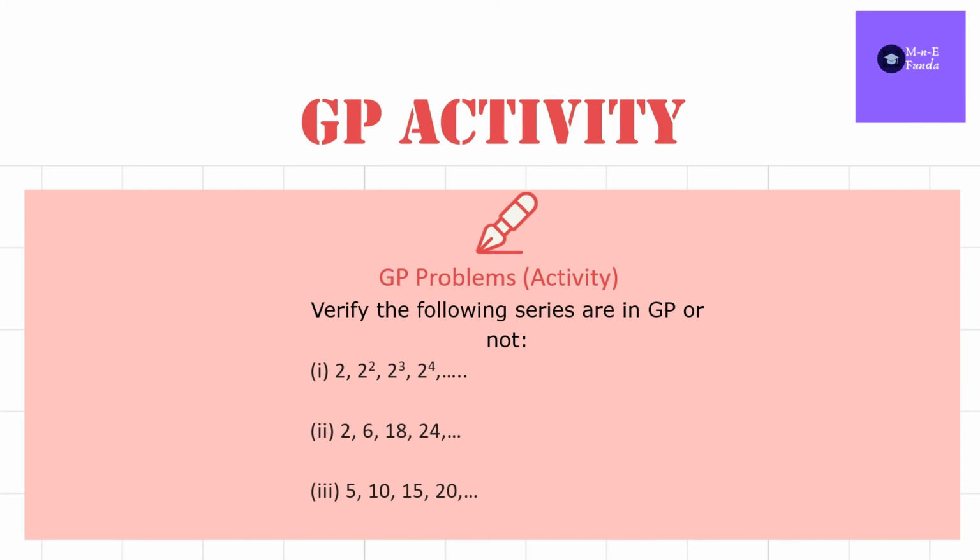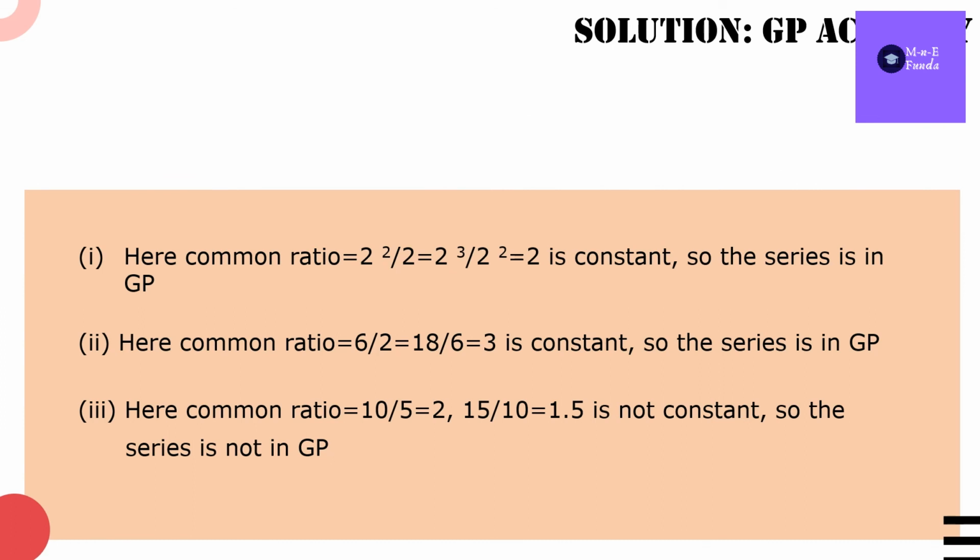Now look at the GP activity. Verify the following series in GP or not. So the series is like this: first one is 2, 2 squared, 2 cubed, 2 to the power 4, like this. Now let's solve this. Here the constant common ratio for the first case is 2. So the series is in GP.